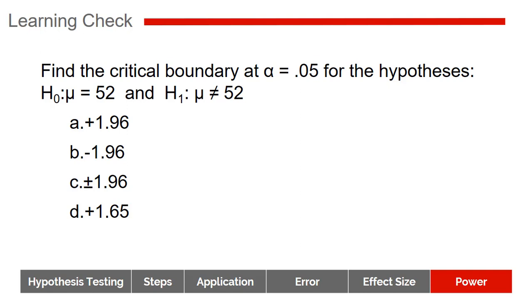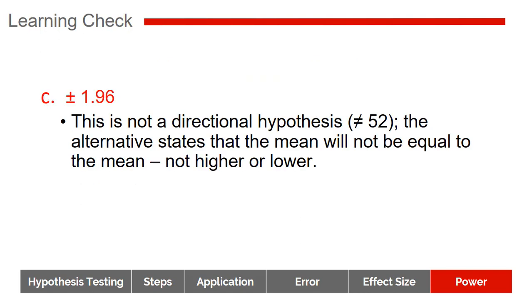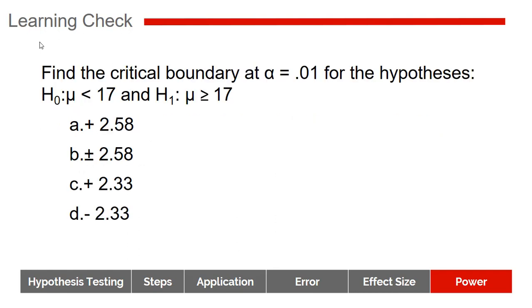We know that when we have alpha at 0.05 for a two-tailed test, 1.96 is our z-score. But not just that. Since it is two-tailed, it needs to be plus or minus 1.96. This is not a directional hypothesis, and the alternative states that the mean will not be equal to the mean. It's not saying that it's going to be higher or lower. Okay? Let's try another one.